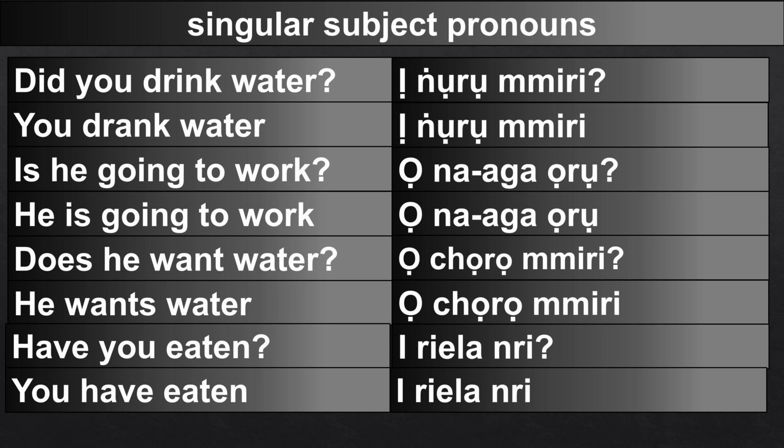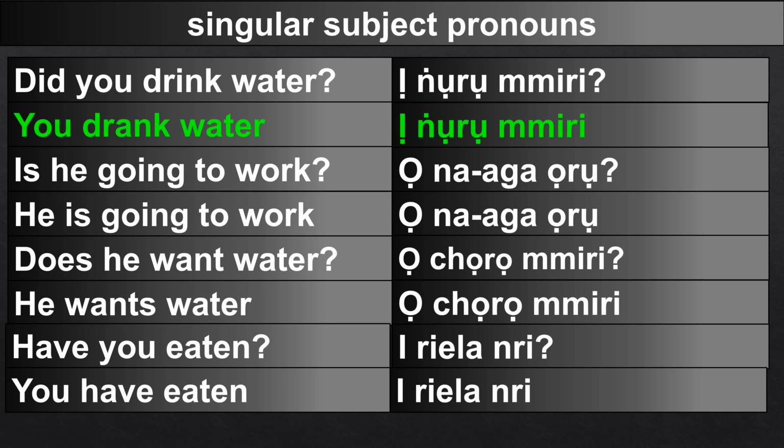Examples of singular subject pronouns are you, that's you for one person, he, she, it. So our first example of a yes/no question is, did you drink water? In Igbo, it is Enuru mmiri. Now, in English, you say you drank water. Enuru mmiri in Igbo. So you drank water is Enuru mmiri.